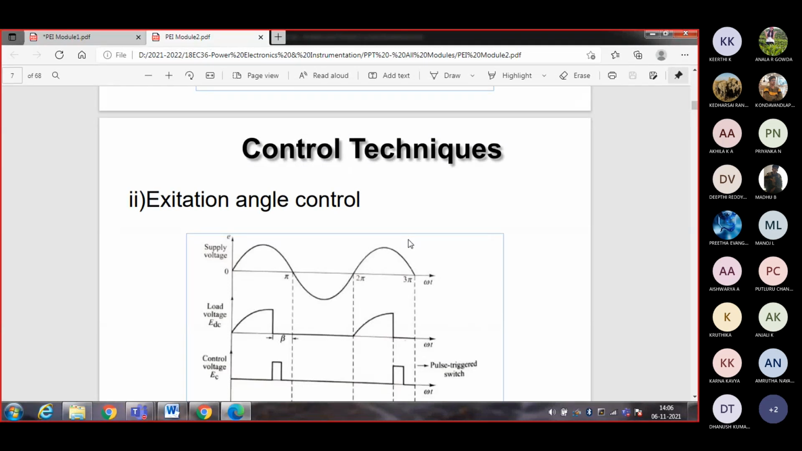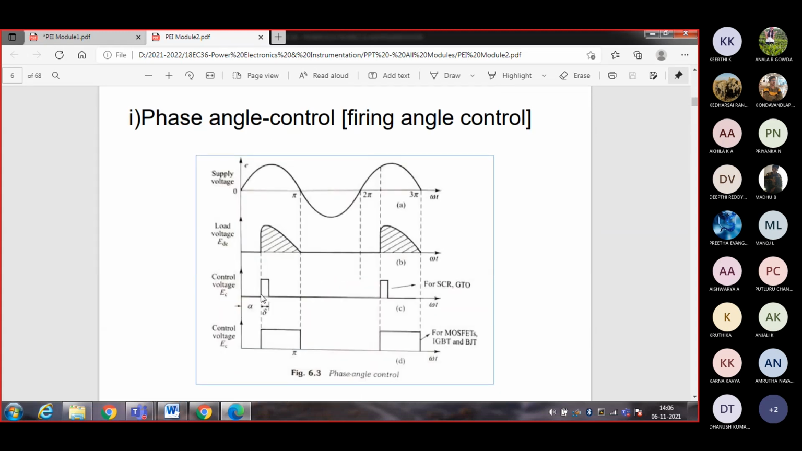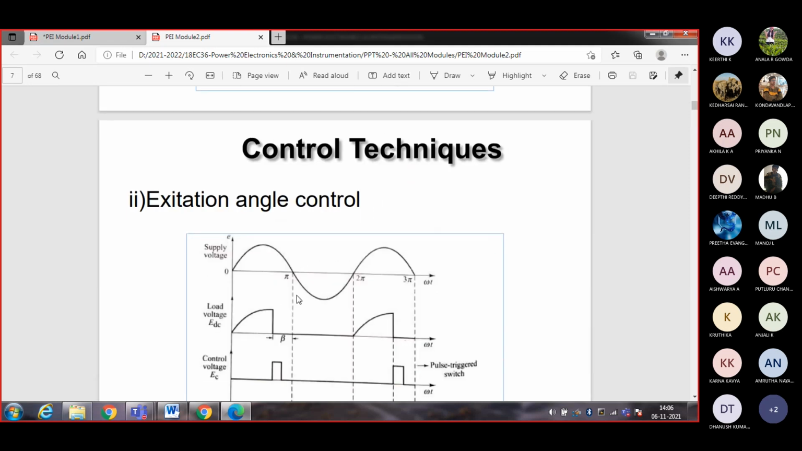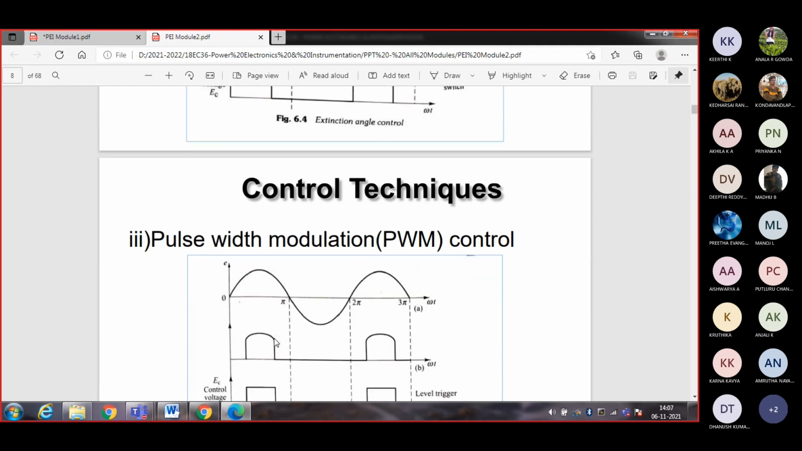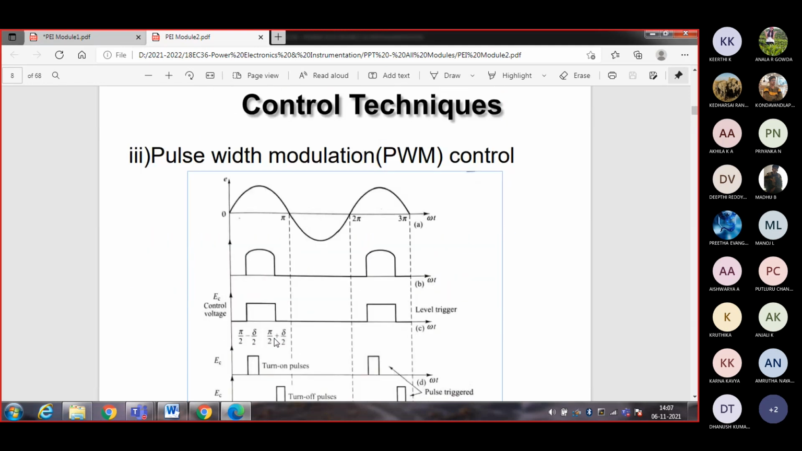Excitation angle is different from firing angle. Excitation angle, current control voltage EC. Once this pulse has been applied, then it's going to stop that one. It's just the reverse of your firing angle. Here the pulse is applied, then you are going to start getting. If the pulse is applied, your voltage is getting down. Load voltage is getting down.